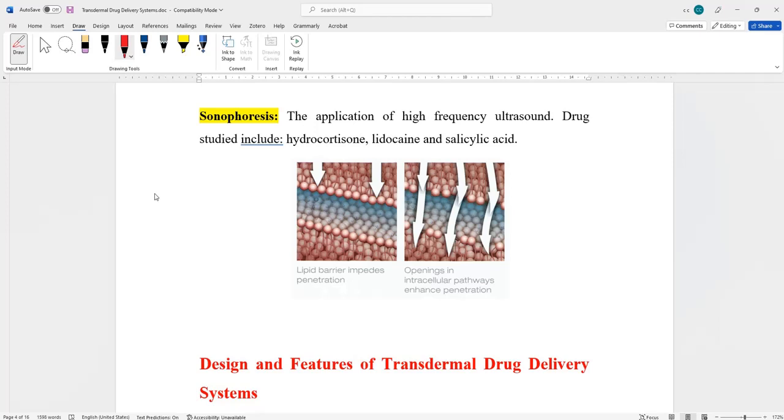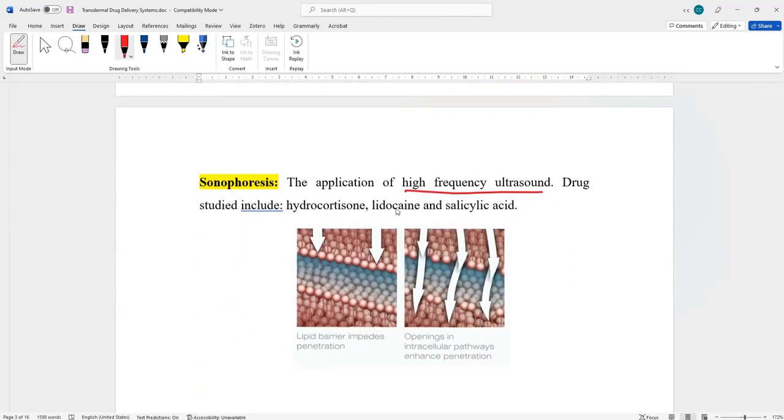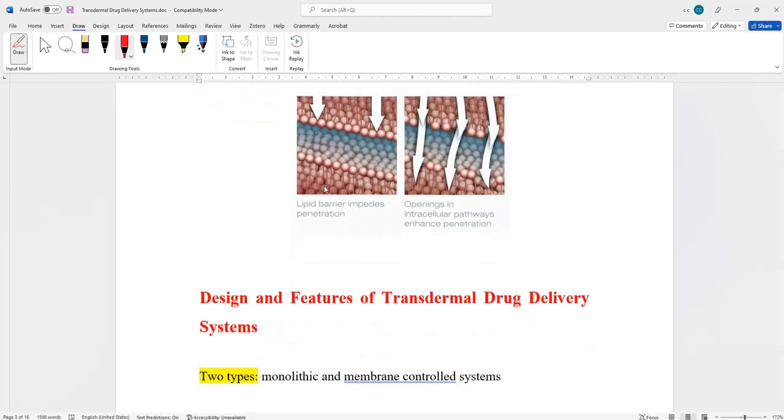The other physical method is sonophoresis. Here it uses high frequency ultrasound, and this high frequency ultrasound will create imbalance in the membrane of the cells that will allow better drug movement through the skin. And we have examples of studies that used lidocaine, dexamethasone, insulin, verapamil, propranolol, salicylic acid, hydrocortisone. So we have some examples.